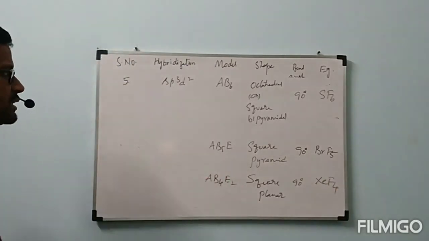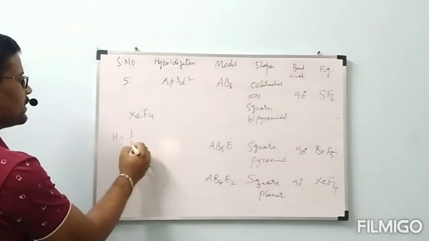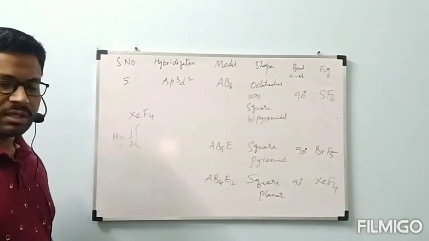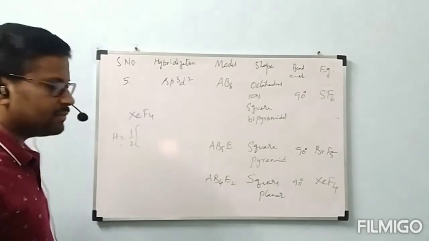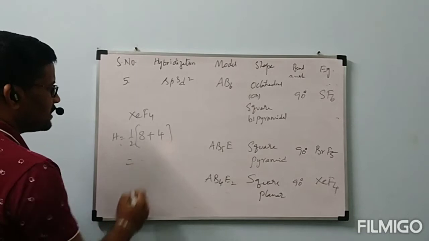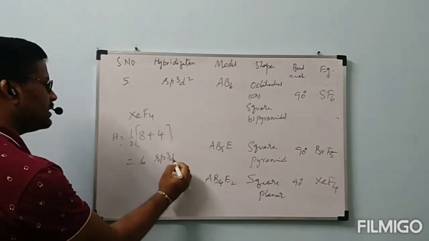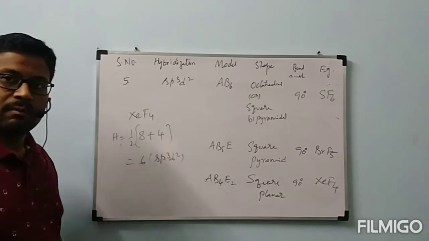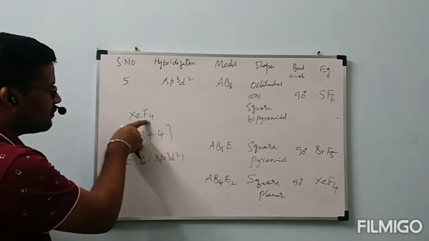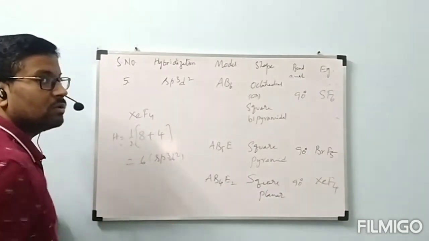If you want to check XeF4, H is equal to 1 by 2 into the number of valence electrons present on the central atom, 8, plus monovalent atoms bonded, 4. 8 plus 4 is 12, by 2 is 6. 6 means hybridization sp3d2. But fluorines are 4, H value is 6. 6 minus 4 is 2, so 2 lone pairs.